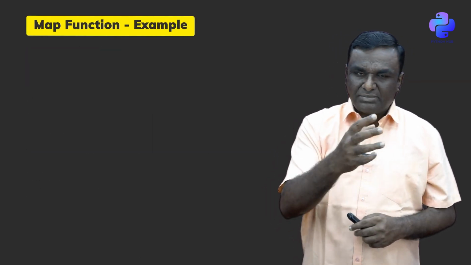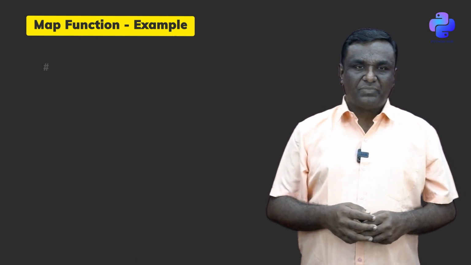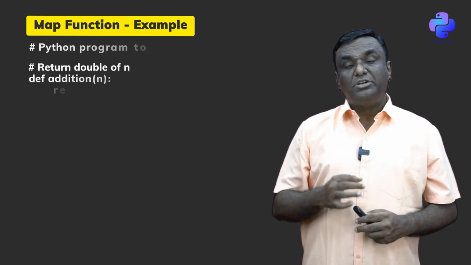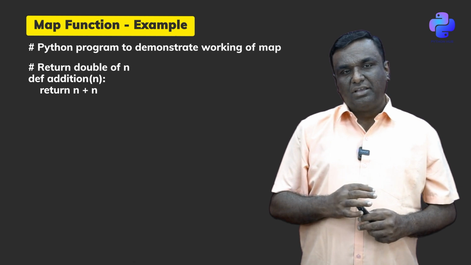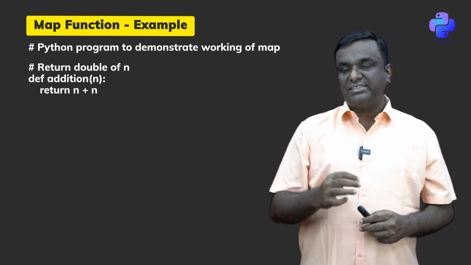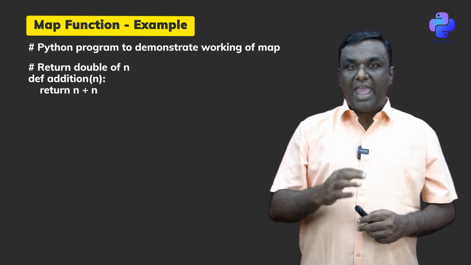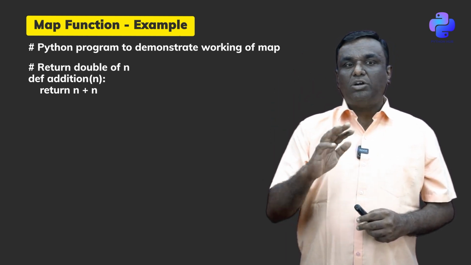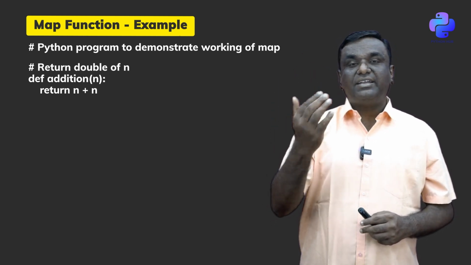Let's check this with an example. So look at this piece of code that you're seeing on the screen. This is a Python program to demonstrate the working of map where I want to return double of n. There are n digits. Every number that is there, I want to double it and then return the value of it.